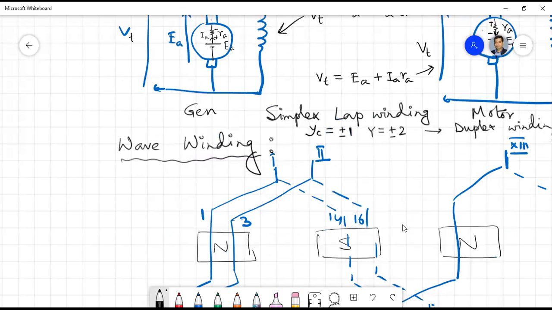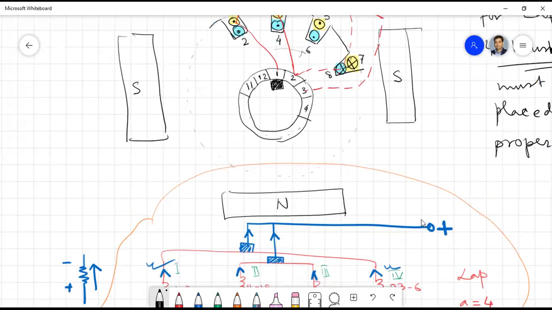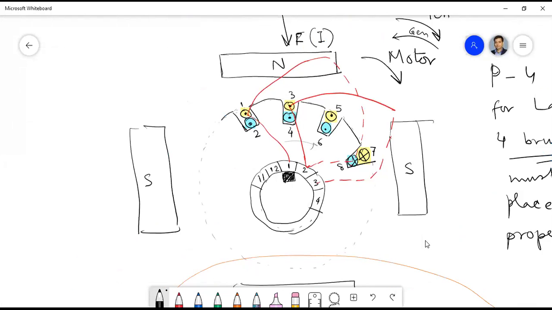Suppose we go back to our previous discussion of the lap winding radial form that you have. Let's see this. Here, a set of coils is under the North Pole, and a set of coils is under the South Pole. So under the North Pole you have three, and under the South Pole you have three, like this.